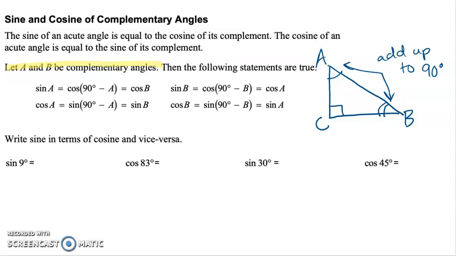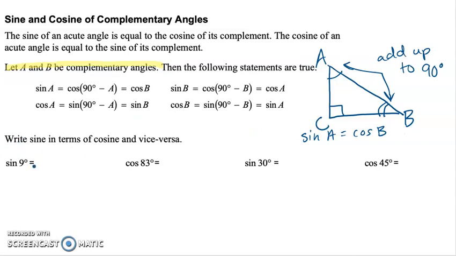And the result from what we saw before is that anytime you have a set of two complementary angles, the sine of one is equal to the cosine of the other. So the sine of A is equal to the cosine of B, and vice versa. Cosine of A would be equal to sine of B, and so on.